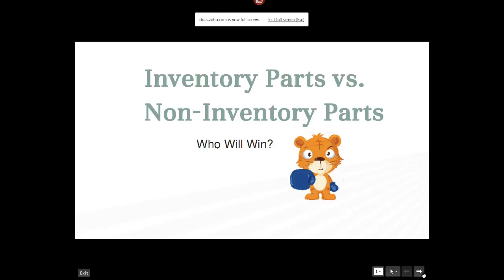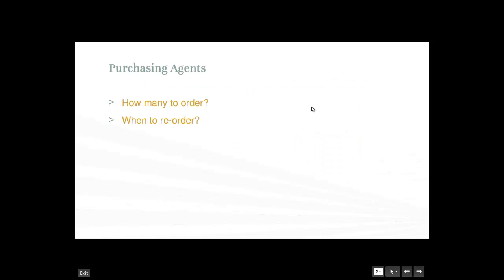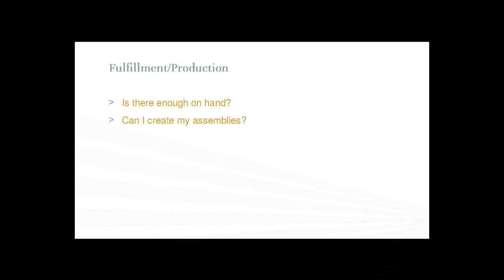So with inventory parts and non-inventory parts, both are used by purchasing agents. They frequently have to know how many do I need to order, obviously for purchase order, and when do I need to reorder? When are we going to hit the reorder points? So knowing the quantities is usually pretty important for a purchasing agent. For fulfillment in a wholesale or distribution environment or production for manufacturing, they're asking, is there enough on hand in order for me to create my bill of materials? And can I create my assemblies? Do I have enough on hand?